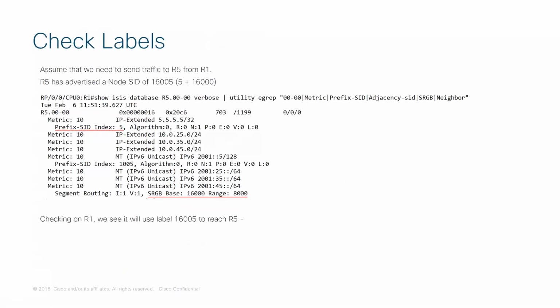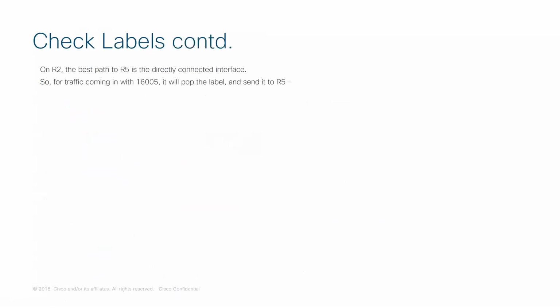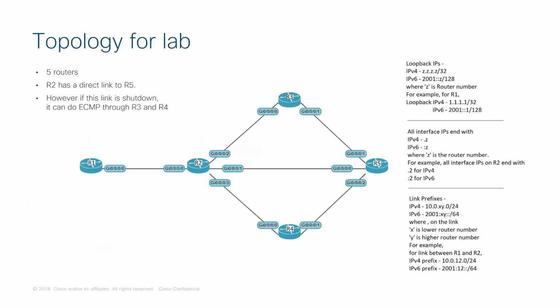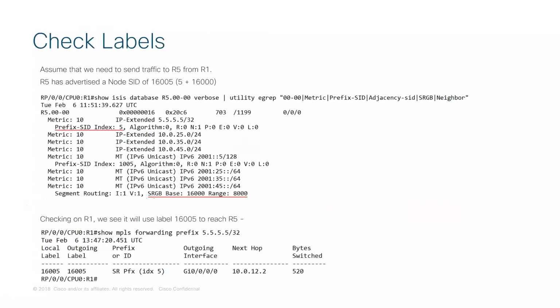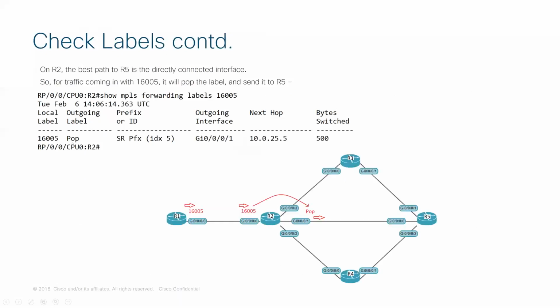On R1, if I do show MPLS forwarding prefix, this is R5's loopback, it says 16,005. On R2, the best path to R5 is directly connected, so it will pop. Do you want to take a screenshot of this, or do you remember this topo? Fine, right? So show MPLS forwarding label 16,005 on R2. It's a pop label because it's directly connected. This is what it is. Pop.